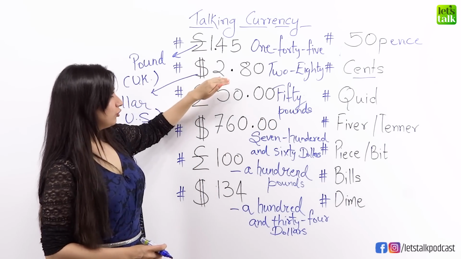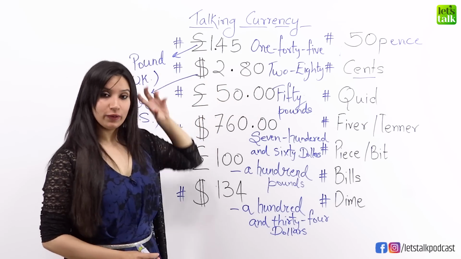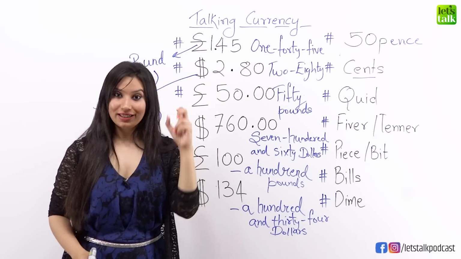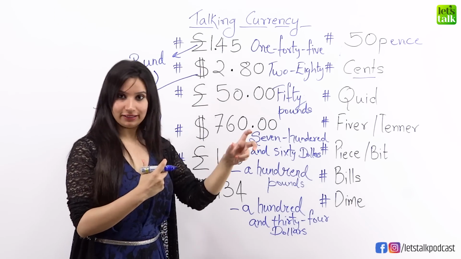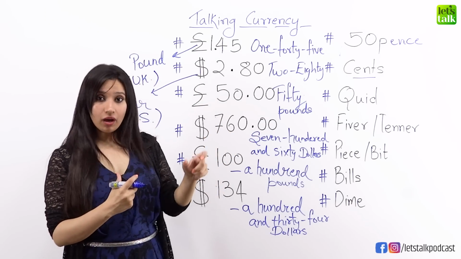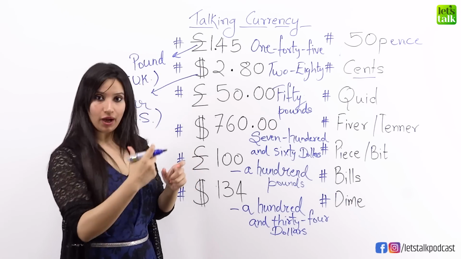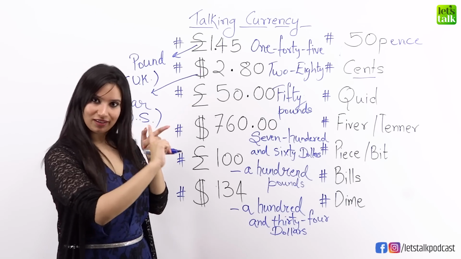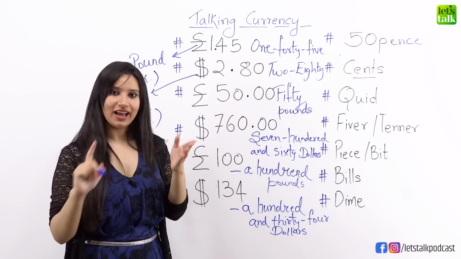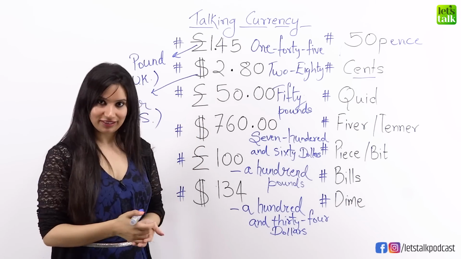So it should be $2.80. So when you're talking about dollar, it's necessary that you put an and between the dollar and the cents. But when you're talking about a pound, it's not necessary to put an and between the pound and the pence. So pound and pence for the British currency and dollar and cents for the American currency.